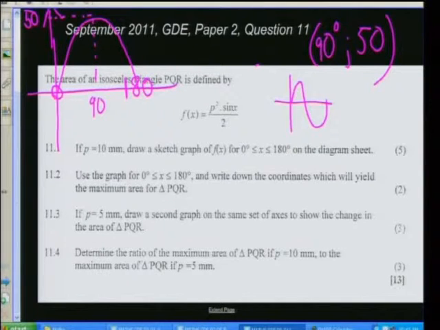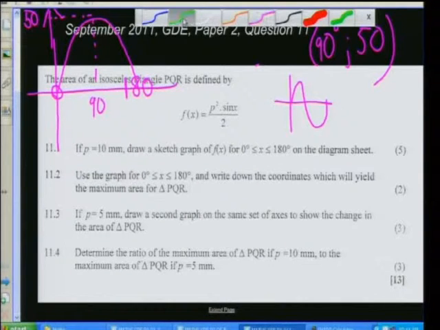Right. Now, let's have a look at 11.3. If P is now 5 millimeters instead of 10, draw a second graph on the same set of axes and show the change in area. So what are we going to do now, Precious? We will substitute 5. We're going to substitute 5 in.